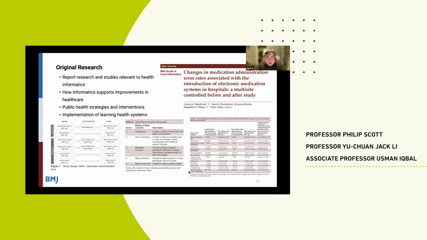Let me give you an example of some of the paper types. Original research is easy to understand. In this example, the topic is changes in medication administration error rate associated with the introduction of an electronic medication system in hospitals, a multi-site controlled before and after study. So it's kind of a trial, but it's a before and after study. This is considered original research, and it will report the results and the methodology of the trial.